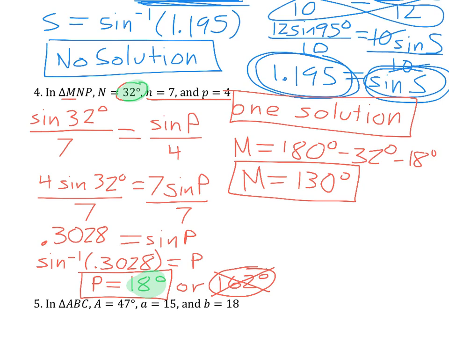And another reason that this 162 wouldn't work, notice side P is the shortest side. The shortest side cannot have a really big angle across from it. The shortest side has to have the smallest angle across from it.